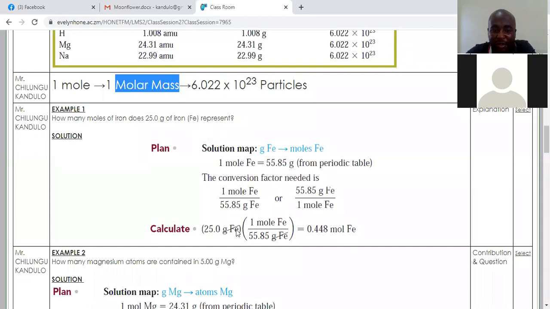So 25 grams Fe, then you set up the conversion factor. Cross line up. Then you say 1 mole iron per 55.85 grams. Then this and that cancel. So in short, this will multiply times the 1 and divide by the 55.85. So what you're going to have is 0.448 moles.